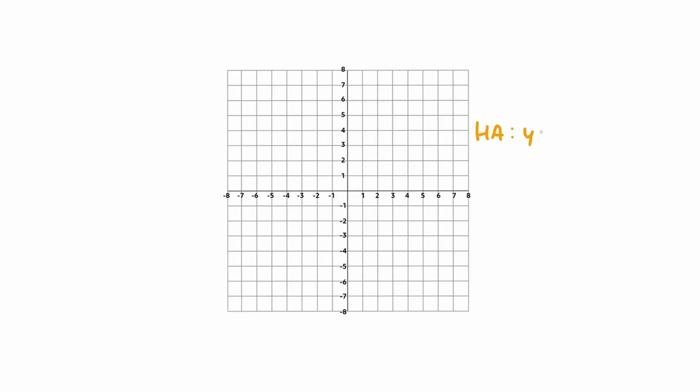Once again, it's real easy to plot out. We've got our horizontal asymptote at y equals 4, so we go up here to y equals 4, and we have our horizontal asymptote.